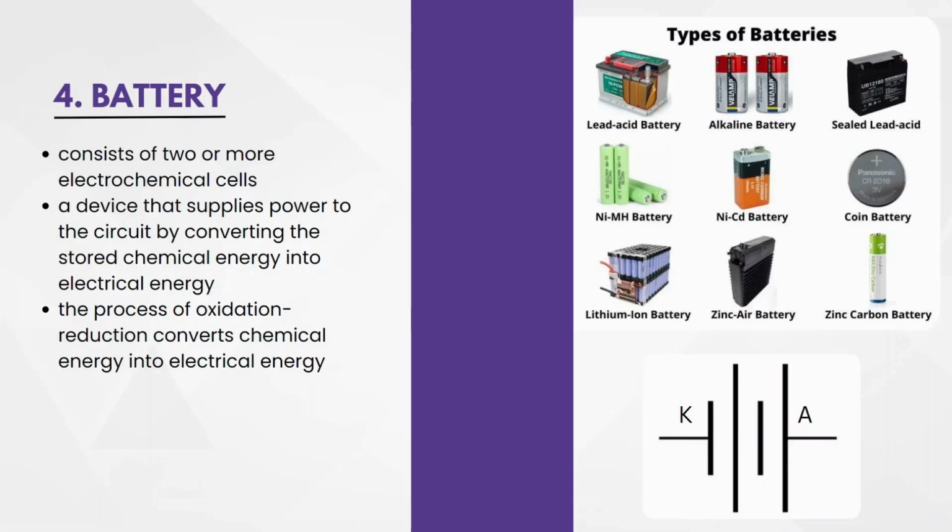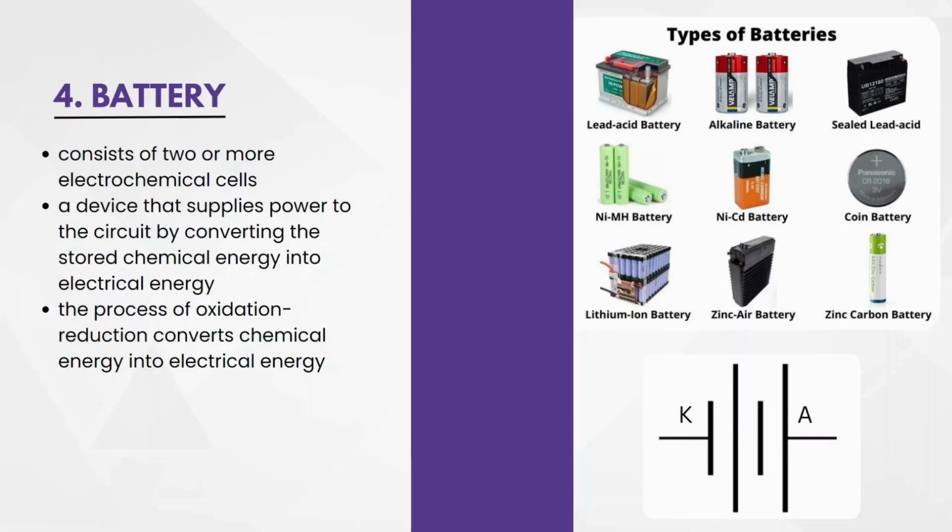A cell is made up of different elements. For example, this is a lead acid battery, and then we have the alkaline battery, and this is a nickel cadmium battery. Using different elements, a cell will be made. And when it supplies power or it is releasing its energy, that is because of the reaction of oxidation and reduction.